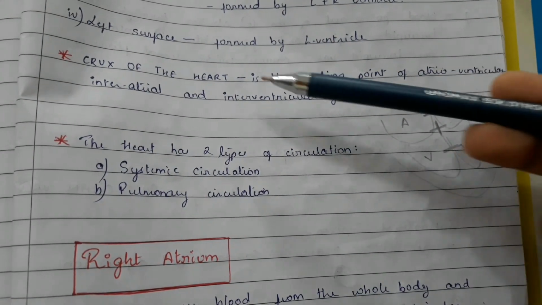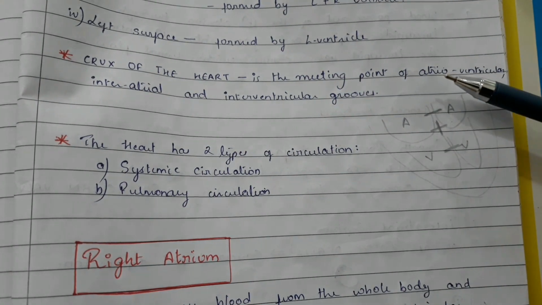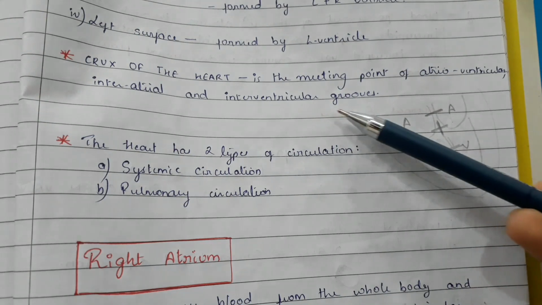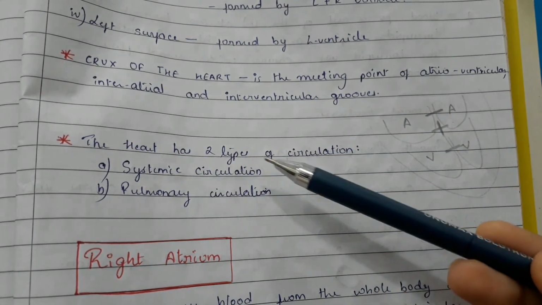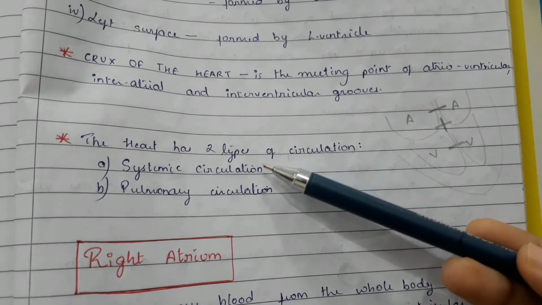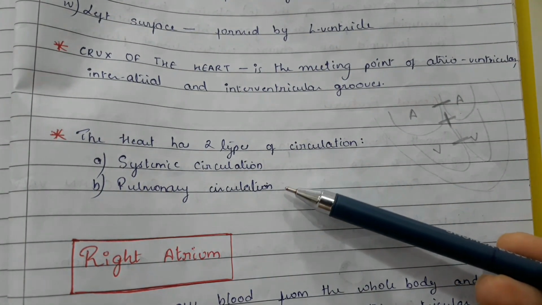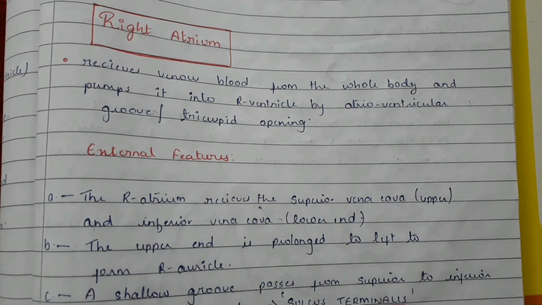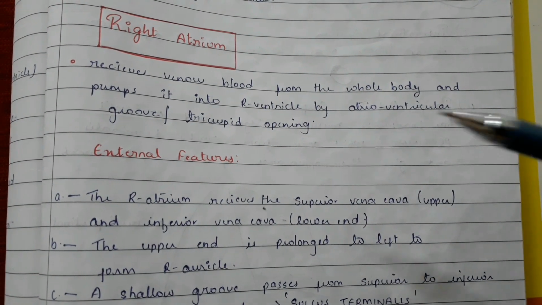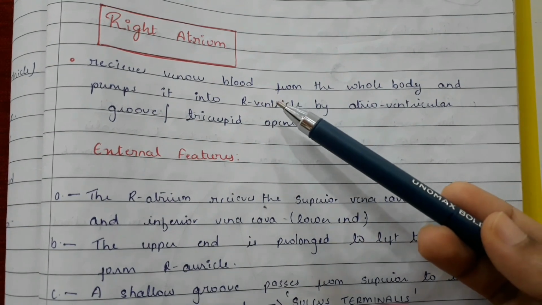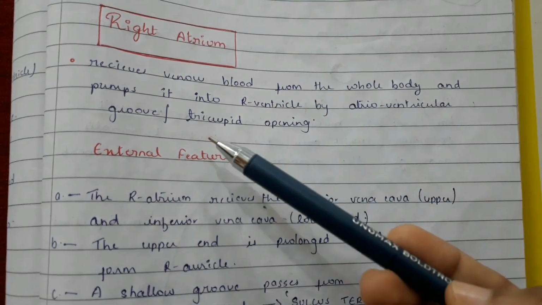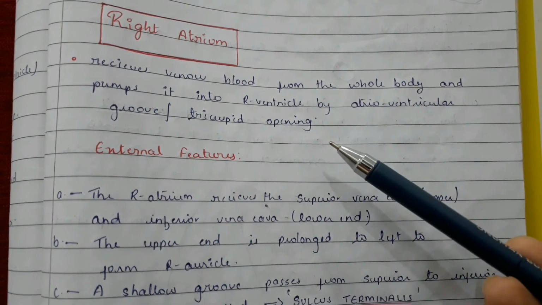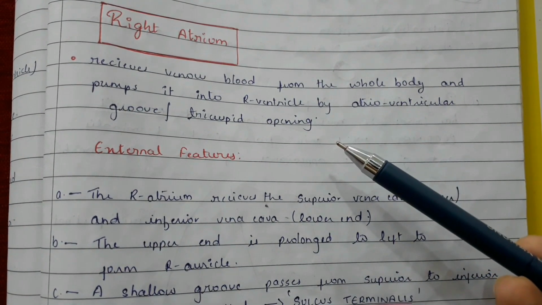The crux of the heart is the meeting point of the atrioventricular, interatrial and the interventricular grooves. The heart has 2 types of circulation, that is systemic circulation and pulmonary circulation. So first we'll talk about the right atrium. The right atrium receives venous blood from the whole body and pumps it into the right ventricle via the atrioventricular groove, or via the tricuspid opening.